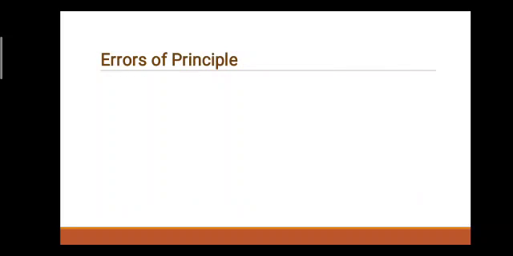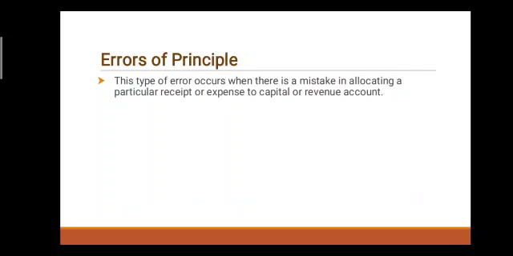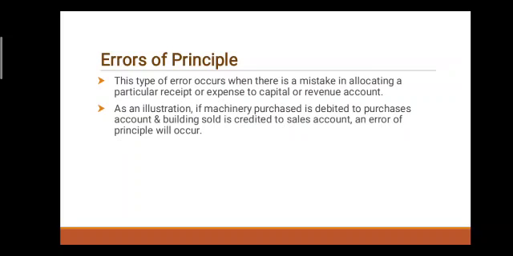Third, errors of principle. This type of error occurs when there is a mistake in allocating a particular receipt or expense to capital or revenue account. As an illustration, if machinery purchase is debited to purchases account and building sold is credited to sales account, an error of principle will occur. However, the trial balance remains unaffected by such errors.